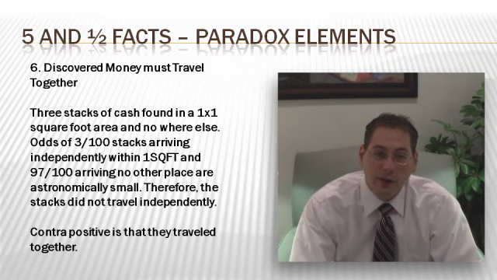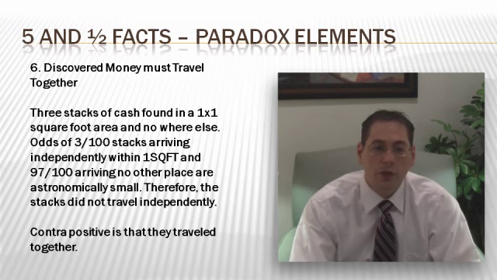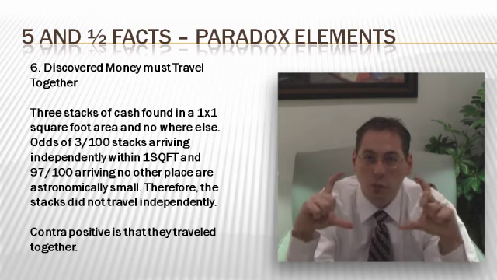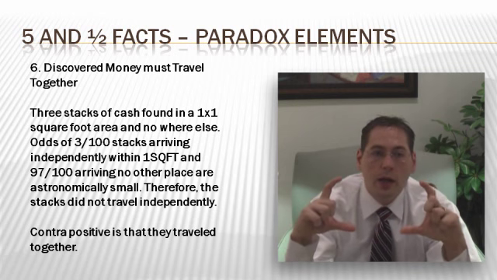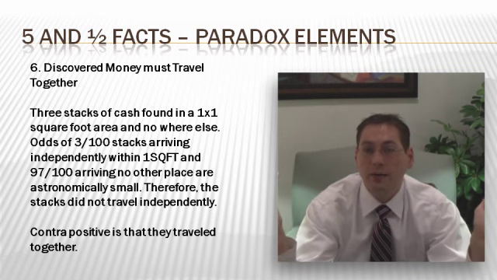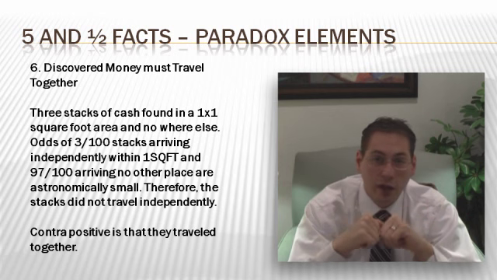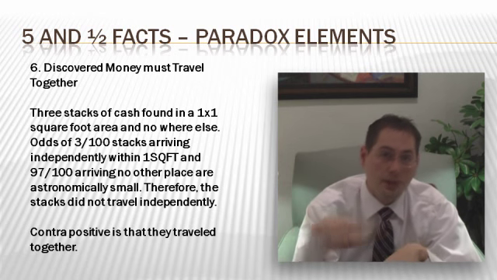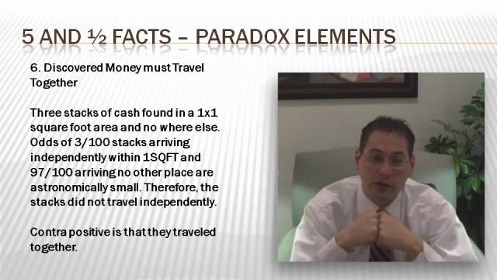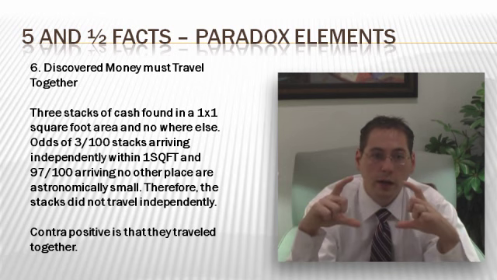Now, the sixth and final fact is discovered money must travel together. The 3 stacks of cash are found in this small little area, and nowhere else outside of that area are they found, even though the beaches are combed, even though people are searching up and down the Columbia River after this discovery. Nothing ever surfaces. It's only in this one little area.